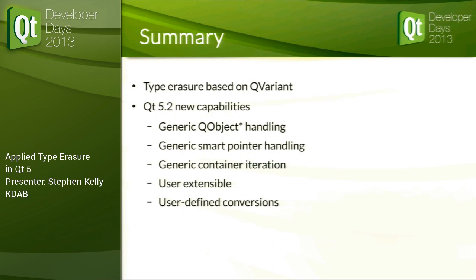So that is my talk, basically. All type erasure in Qt is based on using the QVariant class, which is why you see it so often in many different Qt APIs. Qt 5.0 brought a few extensions and new features into QVariant, and Qt 5.2 brings even more. I showed you the generic handling of any type which inherits from QObject, so you can handle a pointer to it, a smart pointer to it, a third-party smart pointer to it.